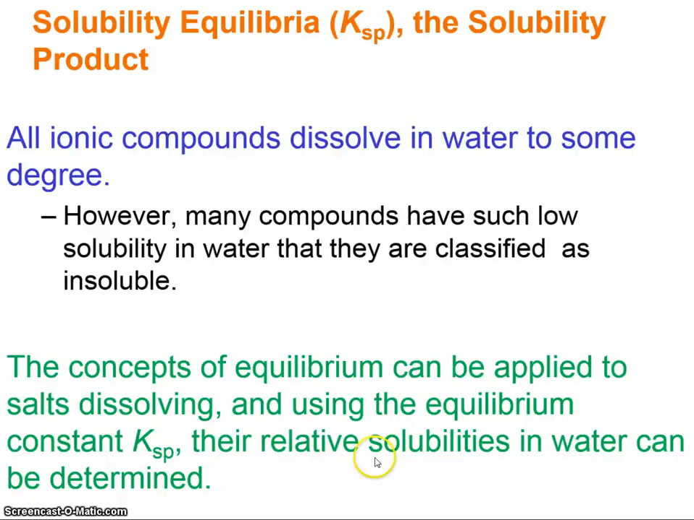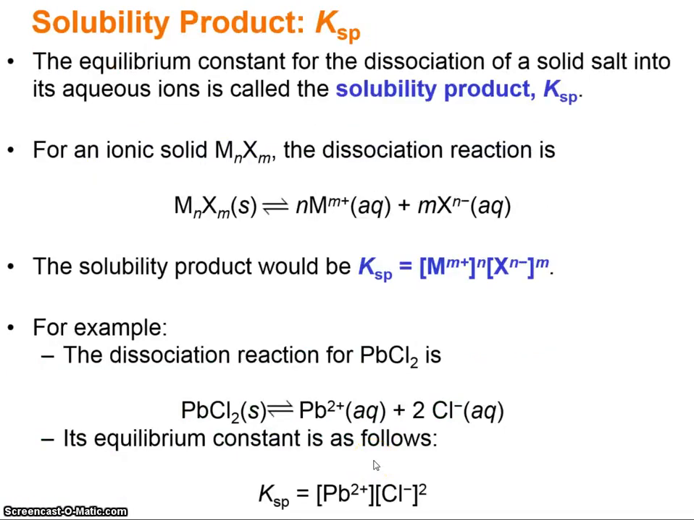Concepts of equilibrium can be applied to salts dissolving, and using the equilibrium constant, KSP, their relative solubilities in water can be determined. The equilibrium constant for the dissociation of a solid salt into its aqueous ions is called the solubility product, KSP. For an ionic solid MnXm, the dissociation reaction is that my solid breaks up into n moles of M plus and m moles of X minus. This is your drop and swap. And K is equal to [M+]^n times [X-]^m. So you're just doing products over reactants again, like we would with any equilibrium.